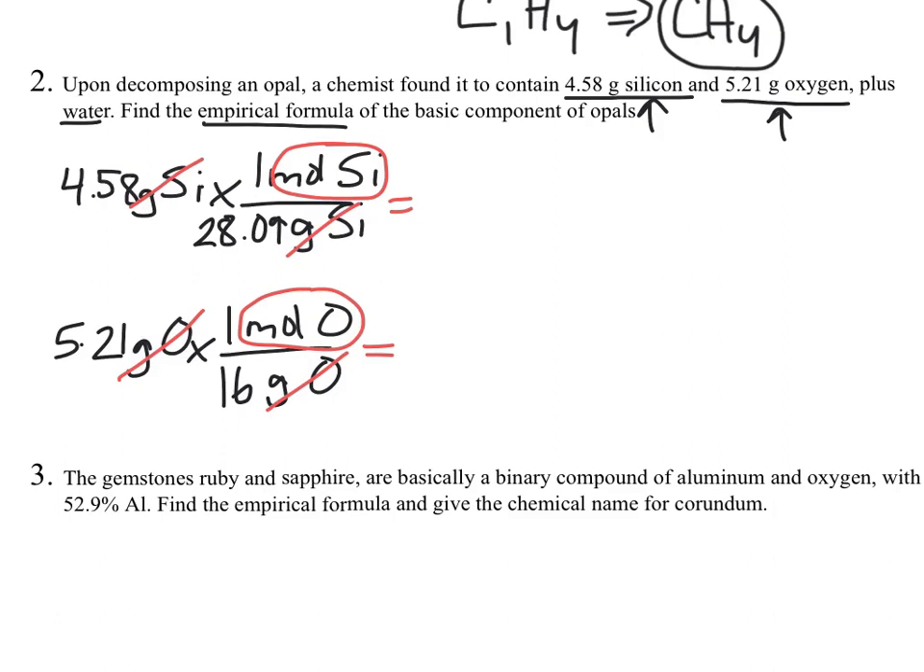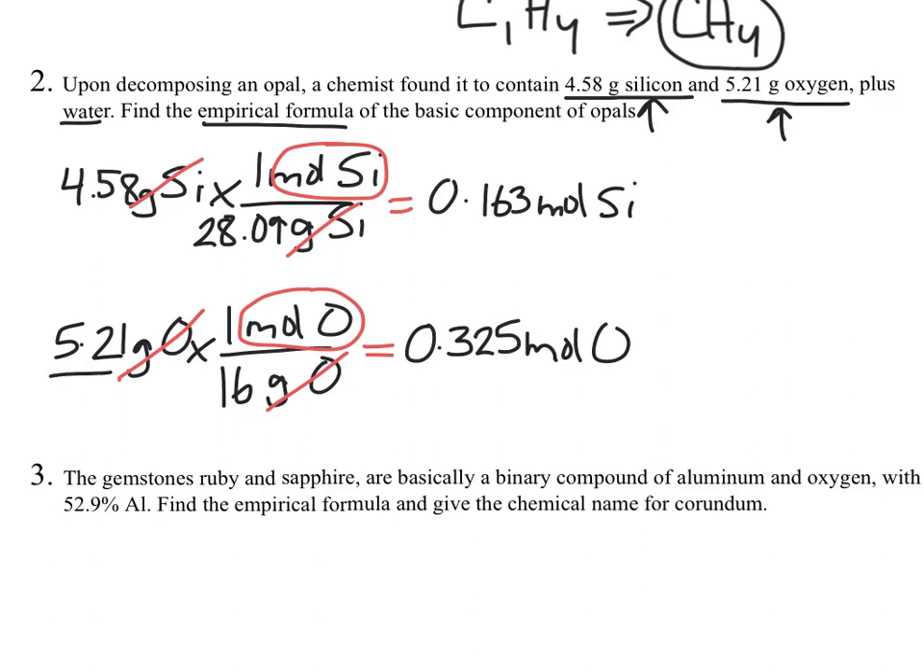When you actually do the division, 4.58 divided by 28.09, you end up getting about 0.163 moles of silicon. And for oxygen, 5.21 divided by 16, you end up getting about 0.325 moles of oxygen. Sorry, I said that wrong earlier. That's 5.21 grams, not 21 grams.